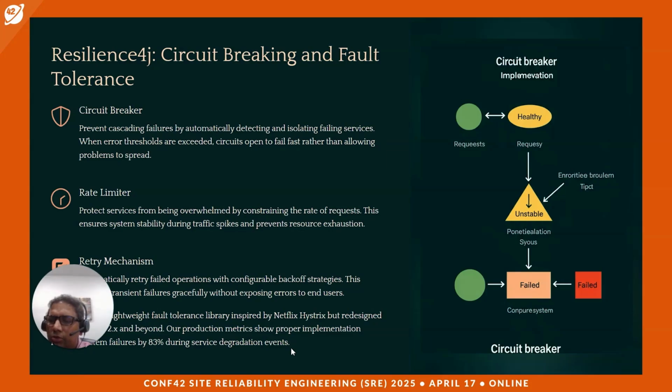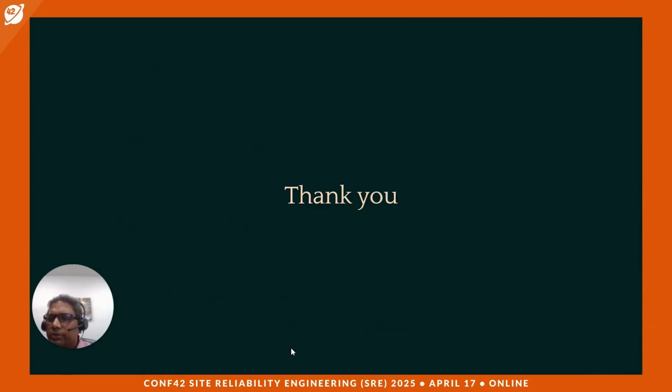And rate limiting protects services from being overwhelmed by constraining the rate of requests. This ensures system stability during traffic spikes and prevents resource exhaustion. So it will be protecting the services whenever you have fault tolerance when you run your services. It will show what traffic is coming to your requests and services, and where the maximum traffic is coming, and based on that, you can go and analyze your issues, if you have any issues on that. Thank you very much. That's it.